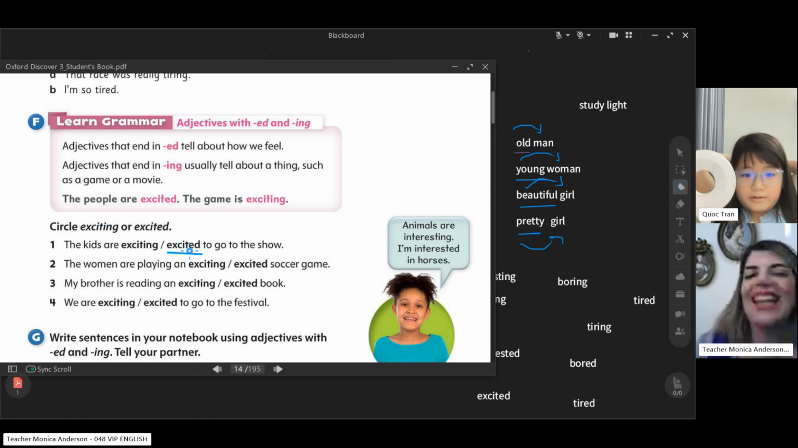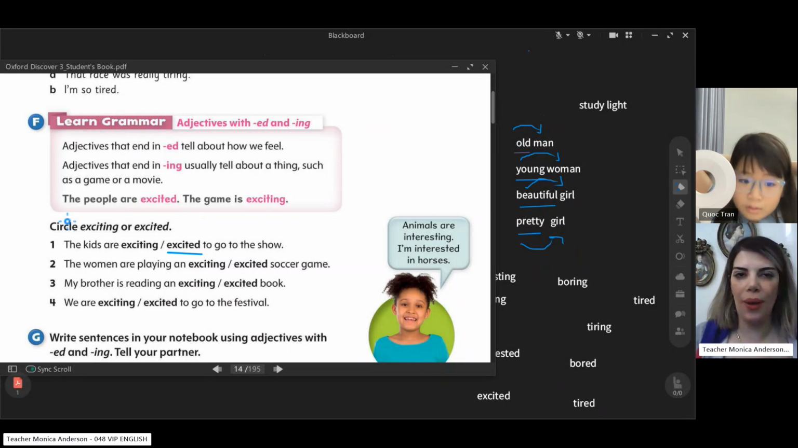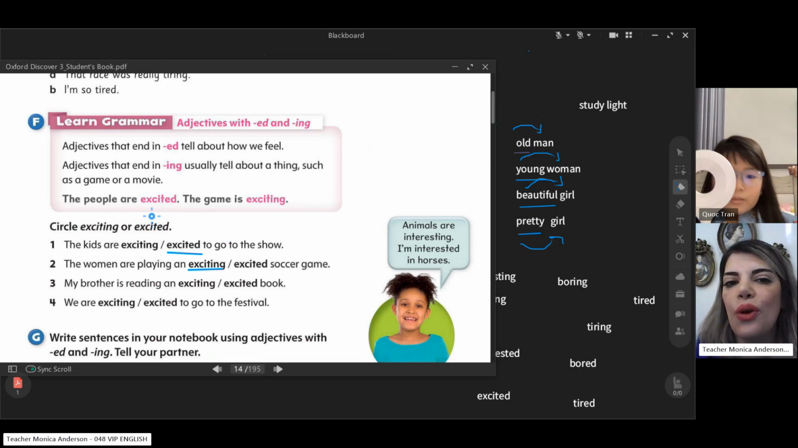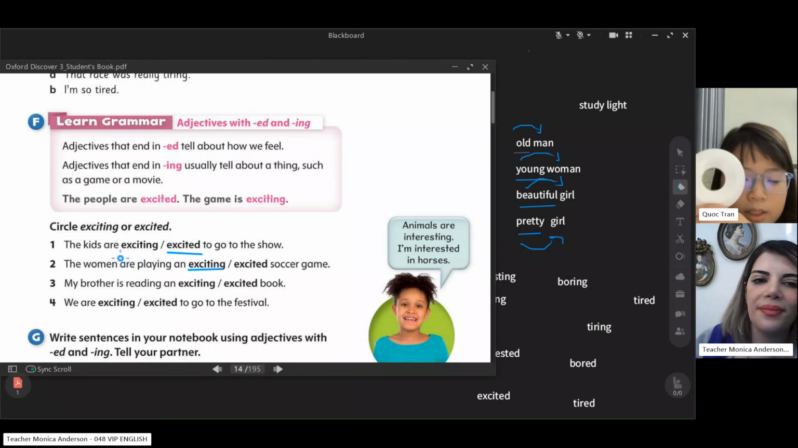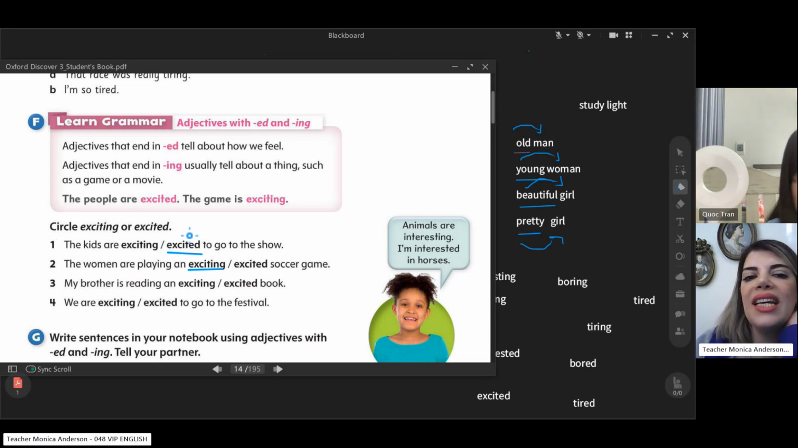Okay. Let's read. First, this is women. It means 2, 3, 4, 5 women. So, the women are playing an exciting soccer game because this word is related to soccer game. So, exciting soccer game. Number three. My brother is reading an excited book. So, excited book. My brother is reading an exciting book or excited book? Exciting book.